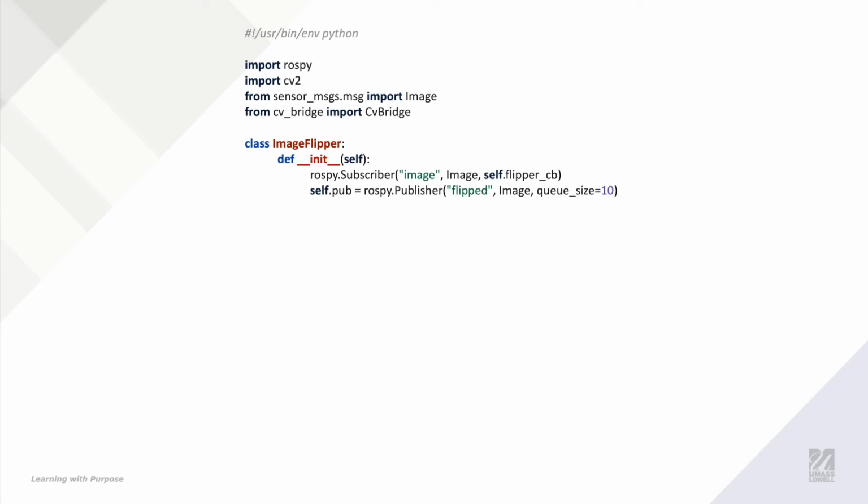But we want to do one more thing. We want to instantiate our bridge class here so that we can use it through the rest of the class, so that way it only gets created once. We don't have to create a new one every time we use it. So let's get to our function. Let's get to our flipper callback. What does this look like?